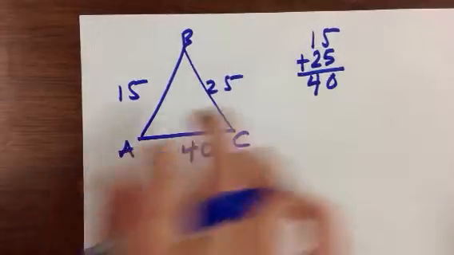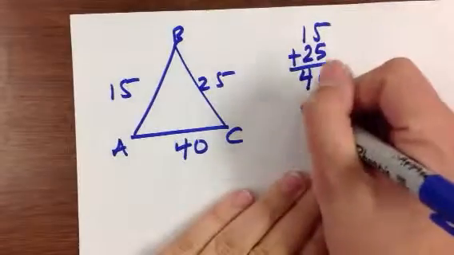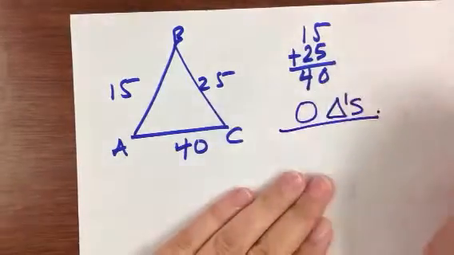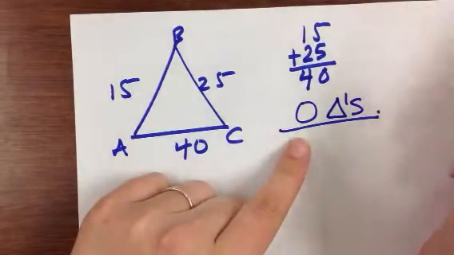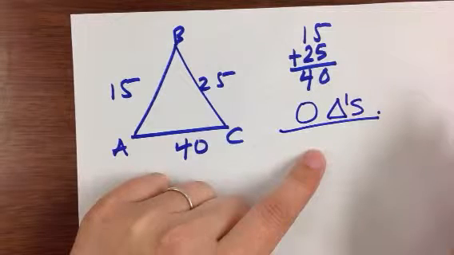Now you need to check all sides and make sure. In this case, this would not be a triangle, so we say no, zero triangles can be made. There's no way to solve the rest of this because it didn't even make a triangle. Okay, so that's it for the law of cosines.